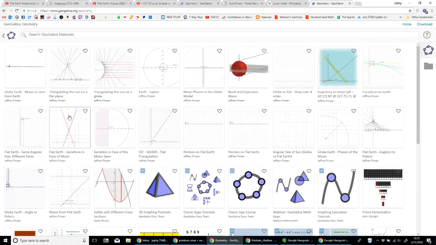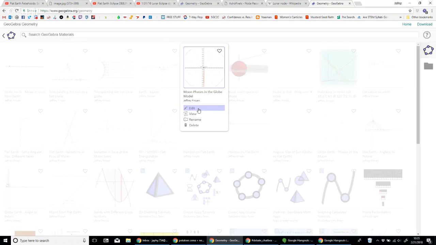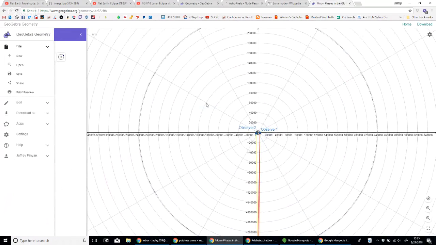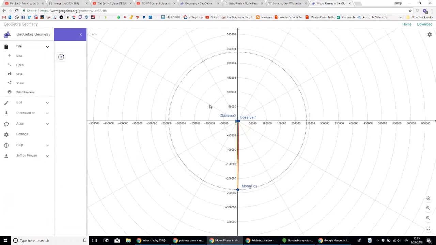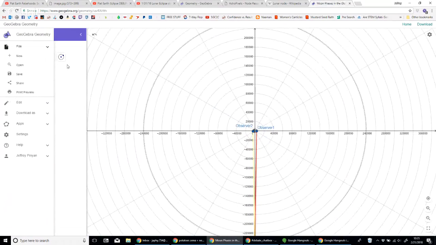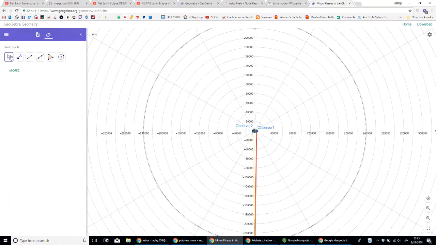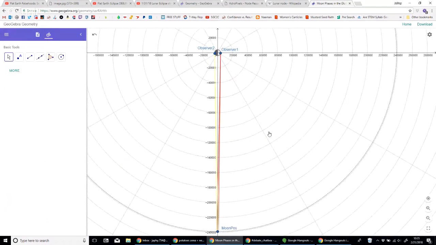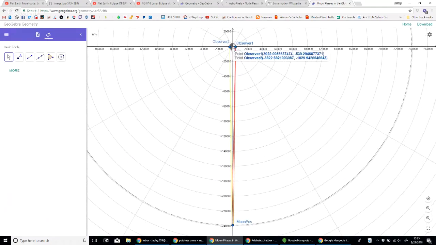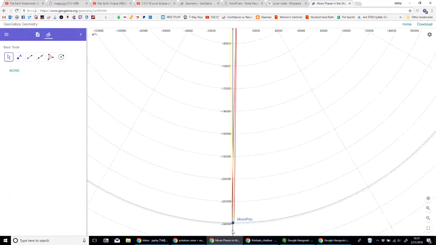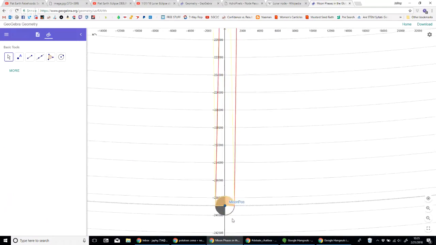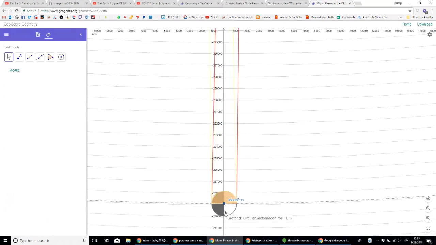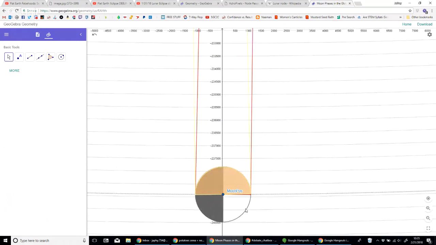Phases of the moon. Moon phases in the globe model. All right. So first of all, you can see right away the scale that we have to deal with, okay? I have an observer here. I have two observers on the Earth. I have the moon down here. If I zoom in, you can actually see how small the moon is, okay? So that's the moon.